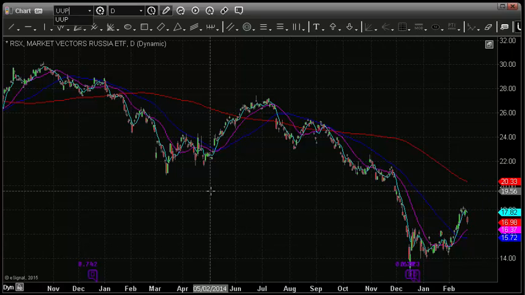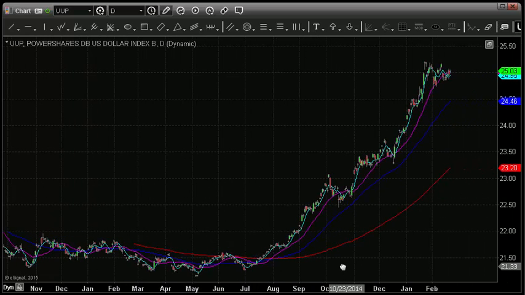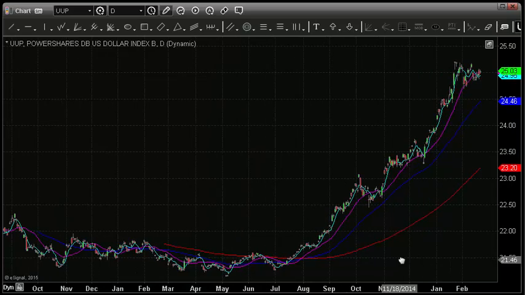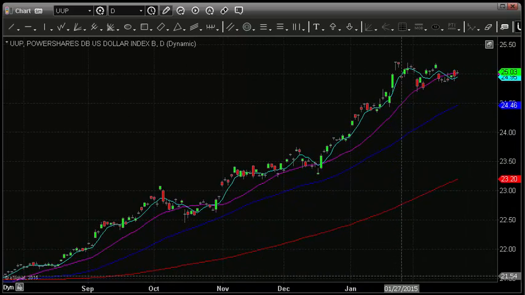Now, another one was the UUP. UUP, strong bull market for the US dollar. Let's just zoom in here. Here we've got that consolidation pattern with the US dollar trading and tightening in this area here. All the moving averages are more or less trending up. Break down, I think, will be more significant. I think we could see a much larger unwinding if it breaks to the downside.